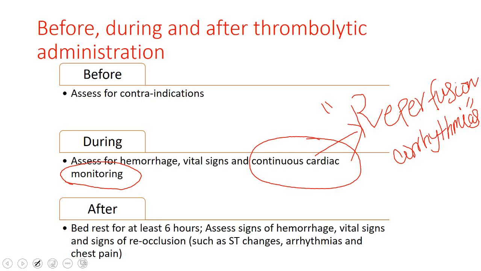Once the thrombolytic is over, at least observe the patient for 6 hours, keeping him on bed rest. As usual, observe for any signs of hemorrhage. And it's also possible that some patients could go for a rethrombosis, reocclusion of the coronary artery by a fresh thrombus. So you need to continuously monitor cardiac activity as well as any onset of chest pain symptoms like that.